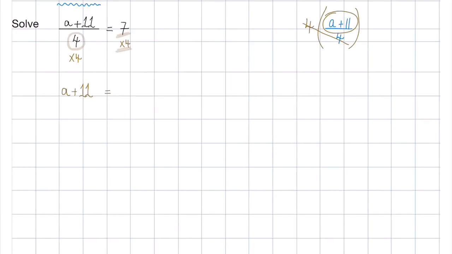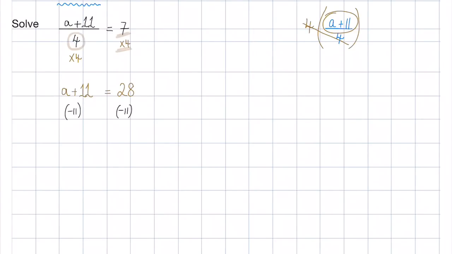So that bit is 7, 14, 21, 28. If you need to write out your times table to help you, do that, but please don't make a mistake in your mental maths at this stage. Now on the other side I've got left a add 11 equals 28. The inverse, so the reverse of adding 11, is taking 11 away.